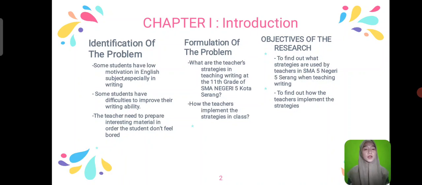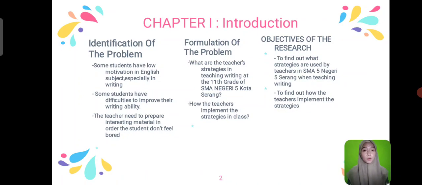Okay, next, for the next part is formulation of the problem, and I put 2 indicators in here. For the first one is what are the teacher strategies in teaching writing at the 11th grade of SMA Negeri 5 Kota Serang, and last is how the teachers implement the strategies in class.